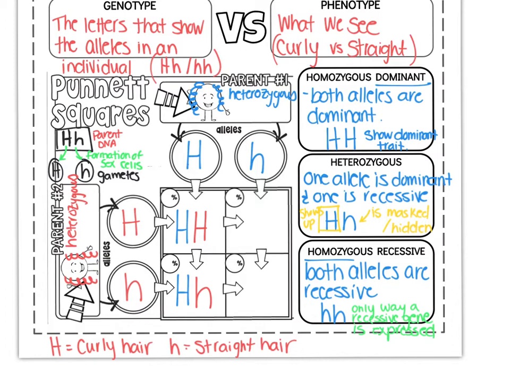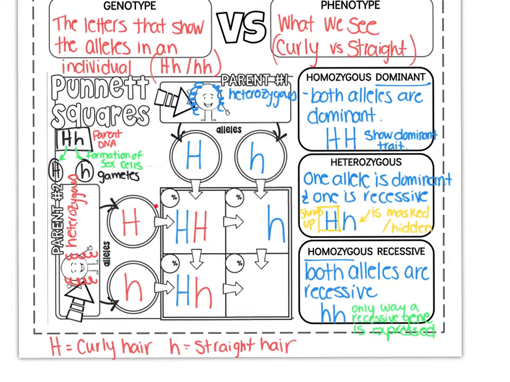Okay, so these are the options if parent 1's sex cell was a big H. But remember, it's a 50-50 shot. Parent 1's sex cell could have also been a little h. So it's standard to write the little letters second. So I'm going to do this. I'm going to write the little h here.